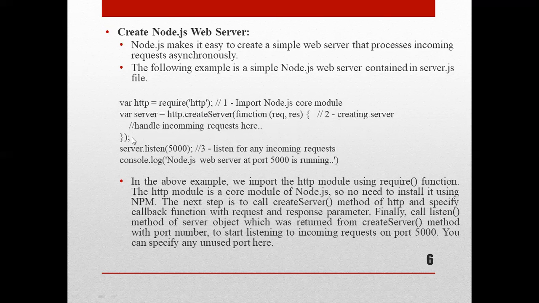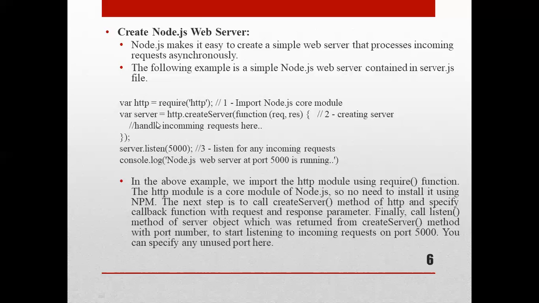After closing that function, server.listen, this is a method from the http module. Server.listen, 5000 is the port we are going to listen on. Here it listens for any incoming request. Now we are going to print console.log, Node.js web server at port 5000 is running. This is the port number. We are going to print the message that the server is running on this port.